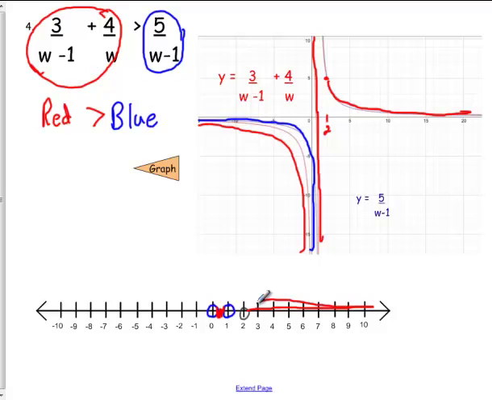Oh wow, this was an ugly one. Look at this one. Wow. So my answers are any w's that are between 0 and 1 work, or any w that's greater than 2 works.